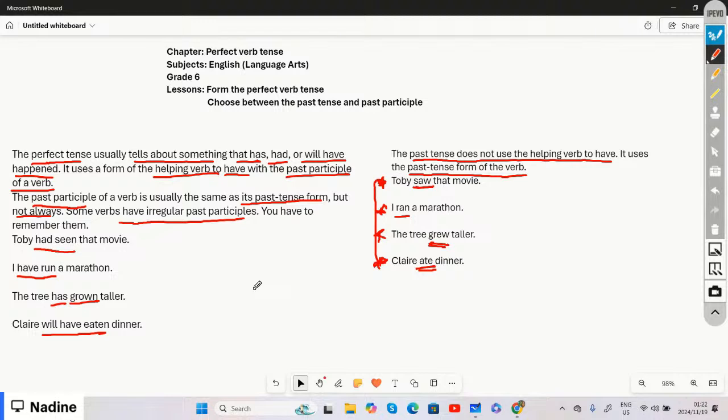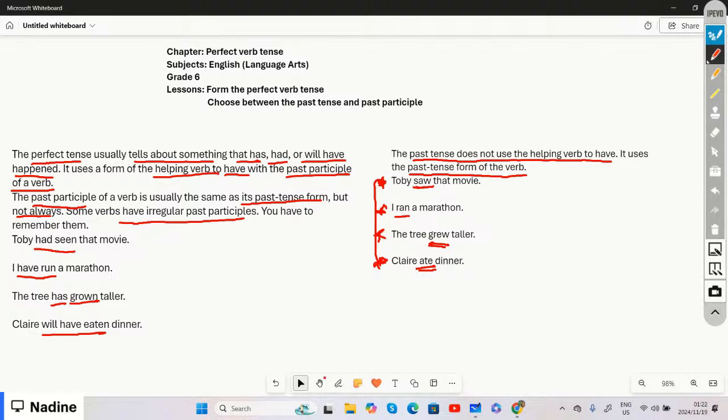All right. So we said once again that we are doing perfect verb tenses, and a perfect tense usually tells about something that has happened, had happened, or will have happened. And we have our past participle of the verb, and a past participle is usually formed by the helping verb to have, and the past participle of the verb is usually the same as the past tense form, but it's not always, right? And then we see the past tense does not have the helping verb, and it usually is just the past tense form of the verb.